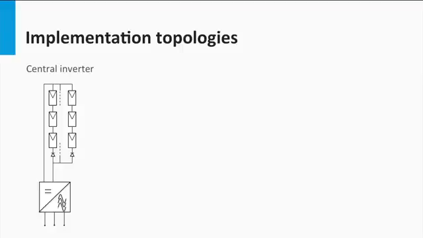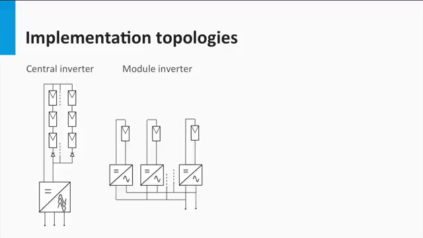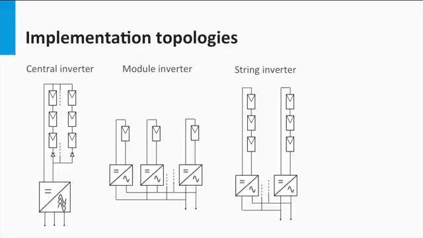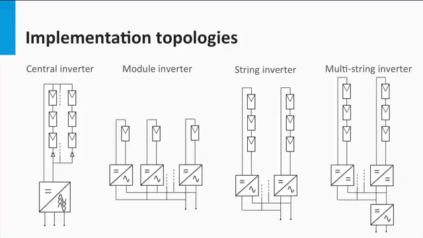There can be 4 different categories under this classification. Central inverters, which are usually around several kilowatt to 100 megawatt range. Module inverters or micro inverters, typically rated around 50 to 500 watts. String inverters, typically rated around 500 watts to a few kilowatts. A string is nothing but a number of PV modules connected in series. And finally, multi-string inverters, typically rated around 1 kilowatt to 10 kilowatt range.